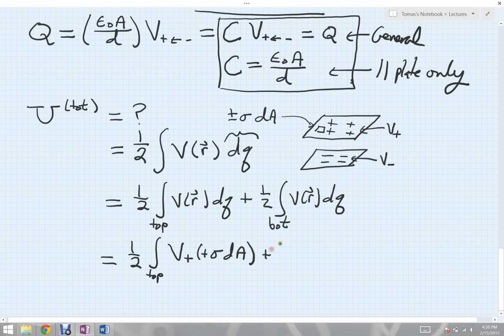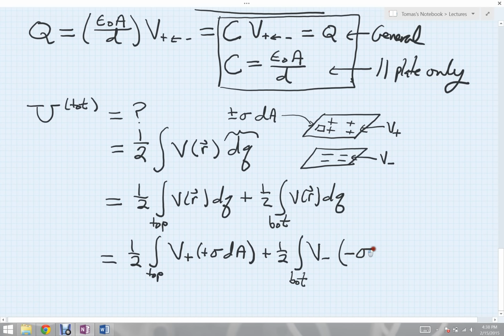For the bottom plate, I have my factor of 1/2, and as I integrate on the bottom plate, the potential there is V sub minus, and that is multiplying the charge on each patch on the bottom plate, which is minus sigma, its charge density, times dA.